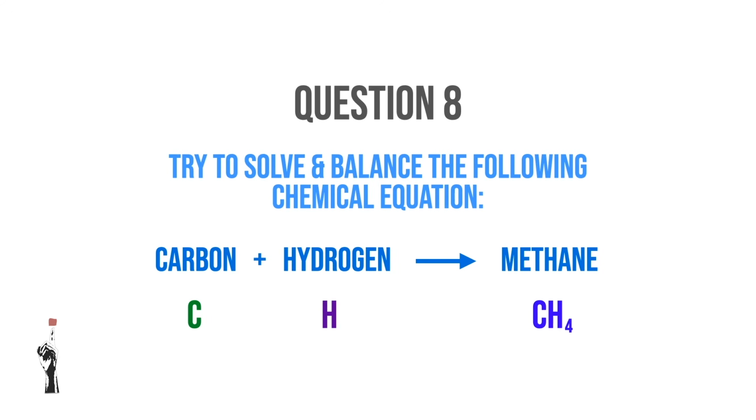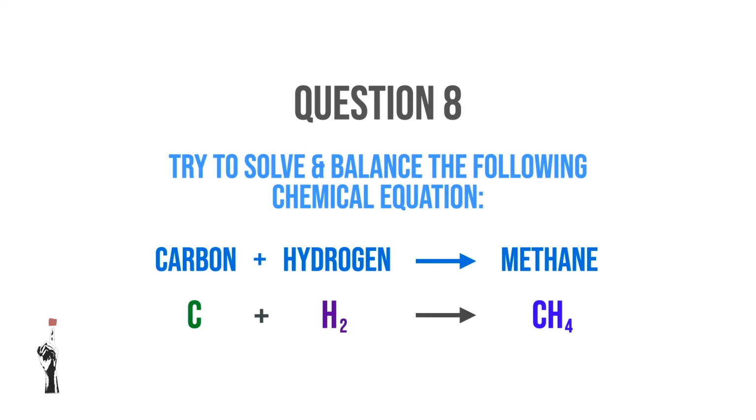Let's see how well you did. Remember, hydrogen is a diatomic molecule, and it always appears with a small subscript 2. Now note, this equation is not yet balanced. On the left-hand side, I see that there are 2 hydrogens. But on the right-hand side, where my product lies, I have 4 hydrogens.